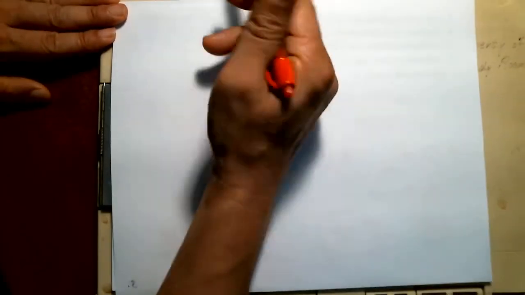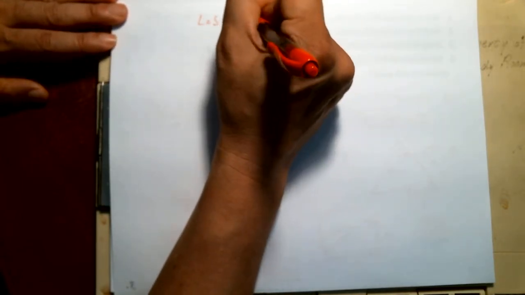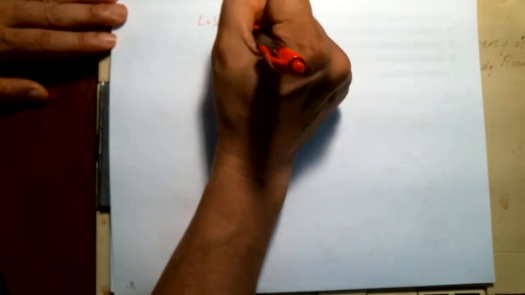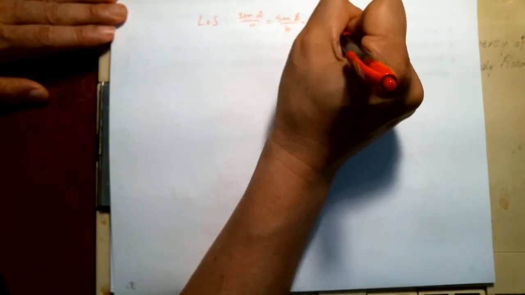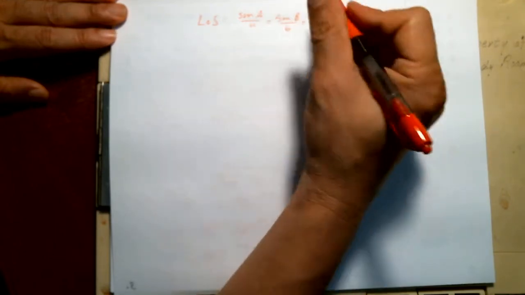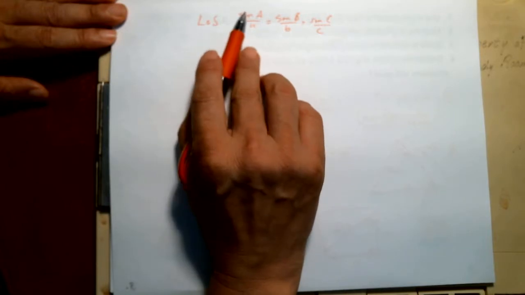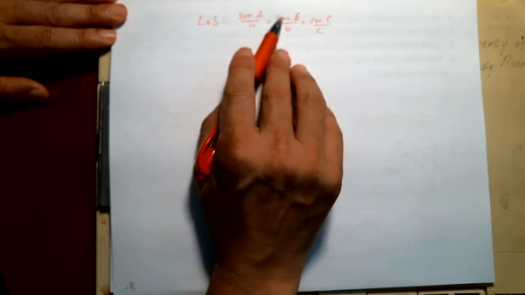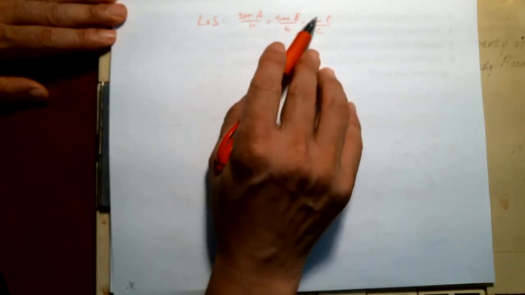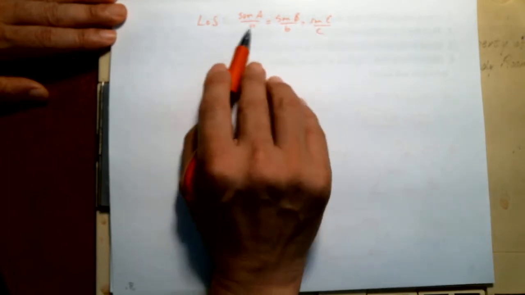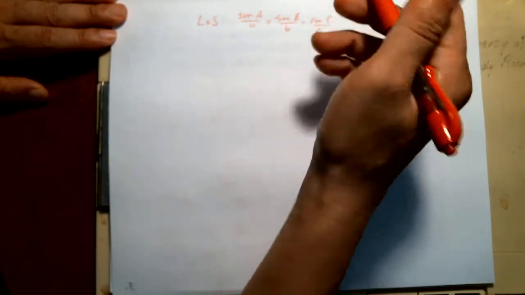The law of sines says it's going to be sine of big A over little a is equal to sine of big B over little b is equal to sine of big C over little c. You could reciprocate this, and so it becomes a over sine of A, which is equivalent to b over sine of B, which is equal to c over sine of C. So we could reciprocate all of them.